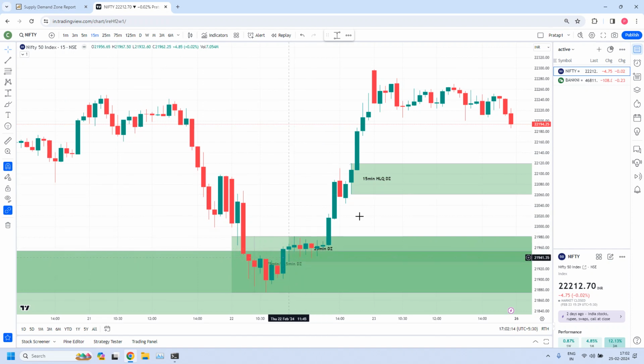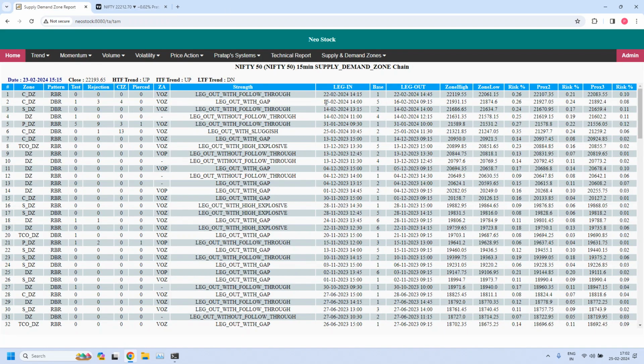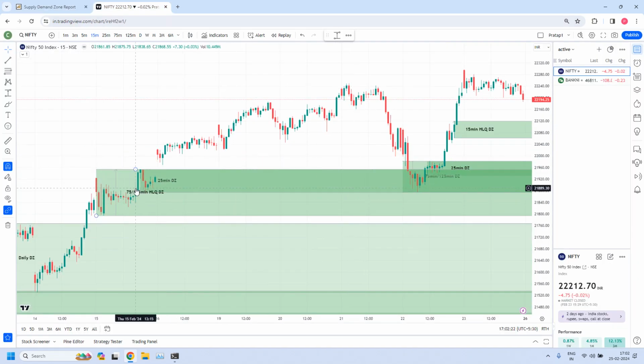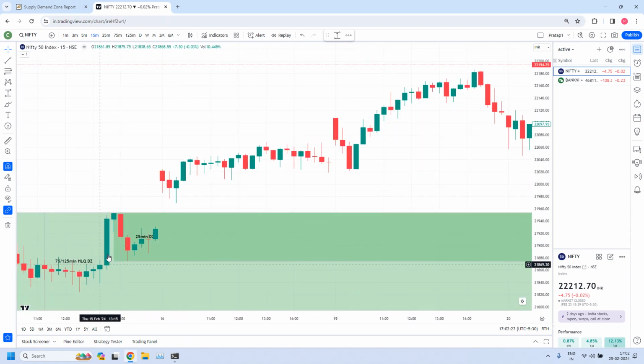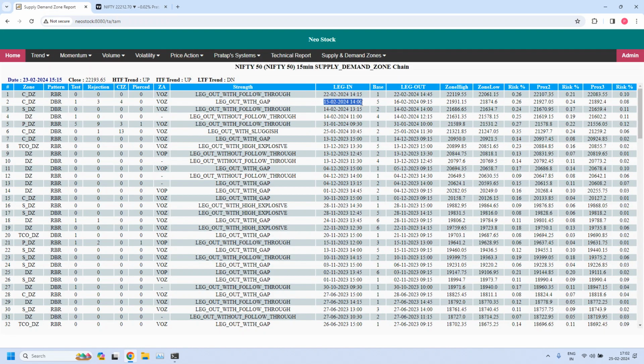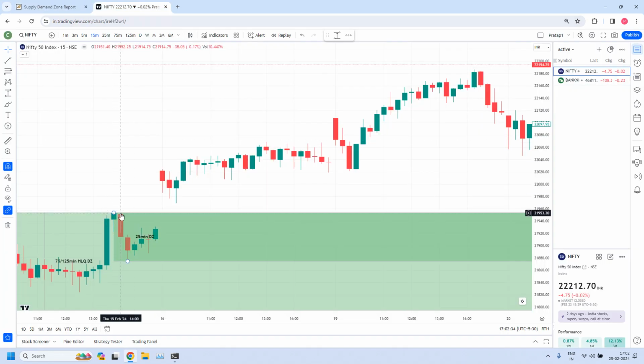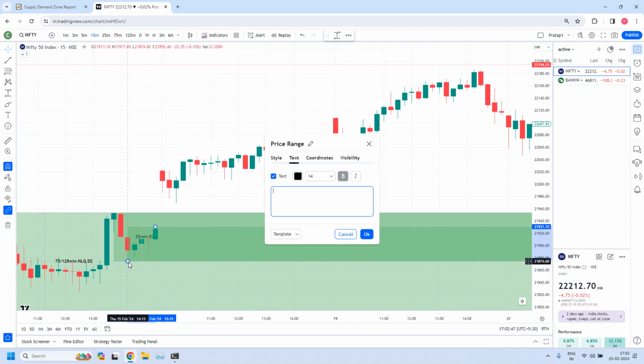Sorry, my bad. I'm looking at 22 February. This is 15th February. I'm sorry, 15th February, somewhere here. This is the 15th February, 14 hours. This is the drop candle, and then we have 1, 2, 3, 4, 5 base candles. This is the zone. This entire thing is the zone. And in this zone, this is 15 minutes.